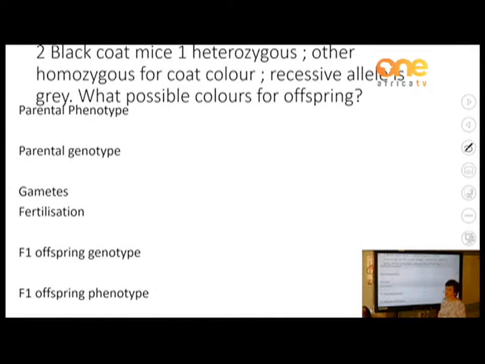Good. So, let's take a problem. 2 black mice, one heterozygous, the other one homozygous for coat color. 2 black mice. Recessive allele is gray. What possible colors for the offspring? 2 black. So, I will start with the parental phenotype. It is black that crosses with black.